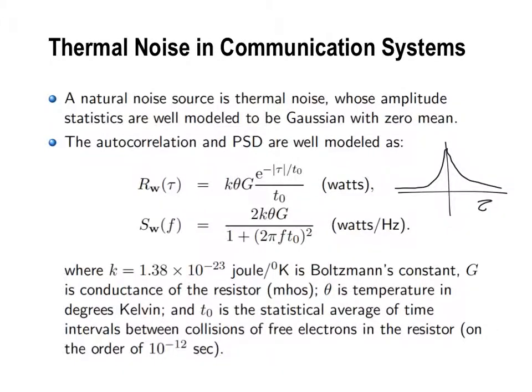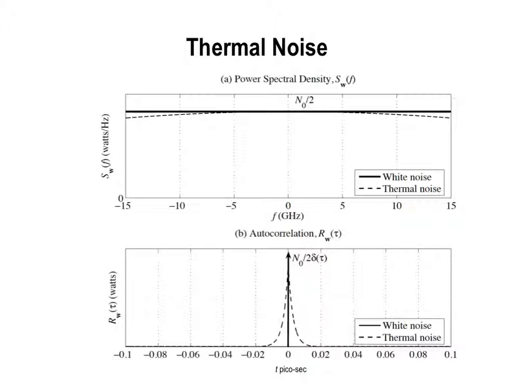Now, practically, it's not really all frequencies. It has values that are almost non-dropping up to 15 gigahertz, and after that, you start seeing a noticeable drop in the noise. Since most of our communication systems are going to be below this, it's quite safe for us to assume that noise is almost a constant in frequency, and in time, the autocorrelation of noise is almost a delta function. Clear?